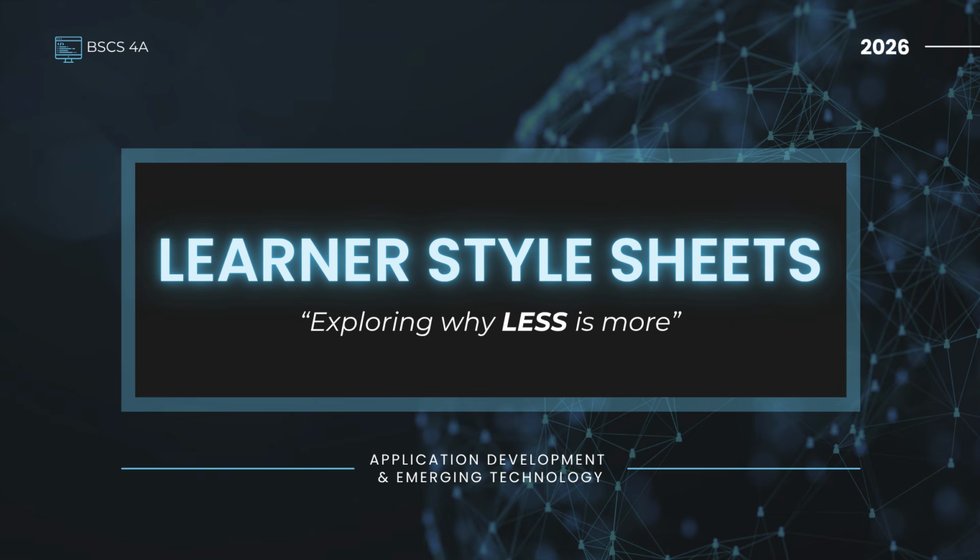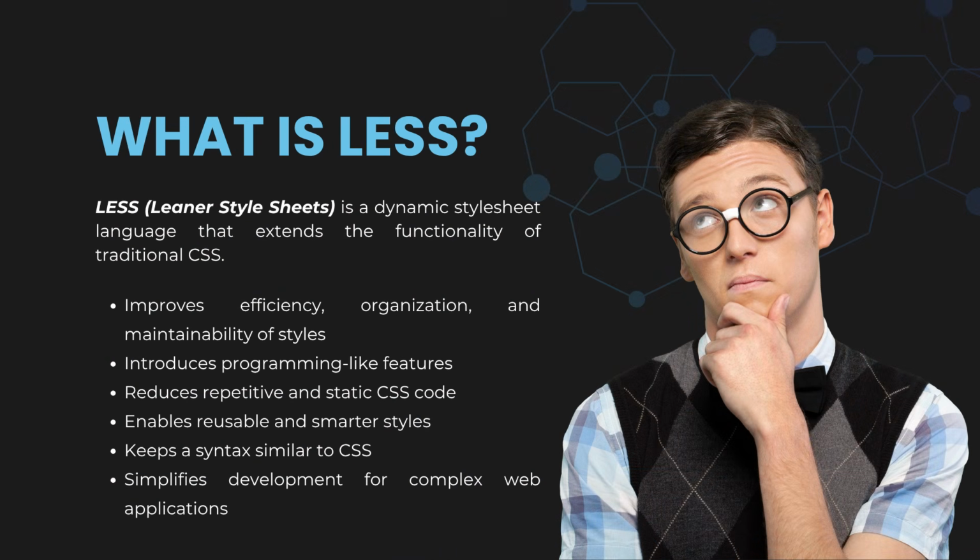Let us begin by defining Less and its role in modern web development. Less, which stands for Leaner Style Sheets, is a dynamic style sheet language that extends the functionality of traditional CSS. It is designed to make writing styles more efficient, organized, and maintainable by introducing features commonly found in programming languages. Instead of writing repetitive and static CSS code, developers can use Less to create smarter and more reusable styles. Although it looks similar to CSS, Less includes additional capabilities that simplify the development process, especially for large and complex web applications.